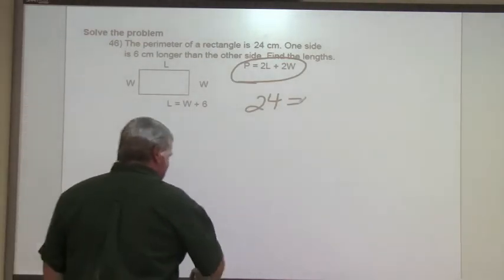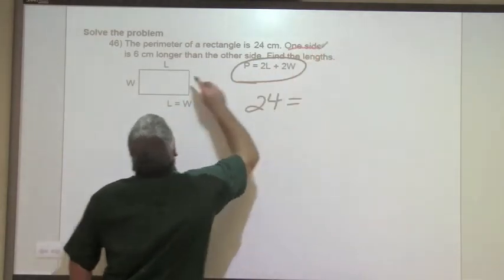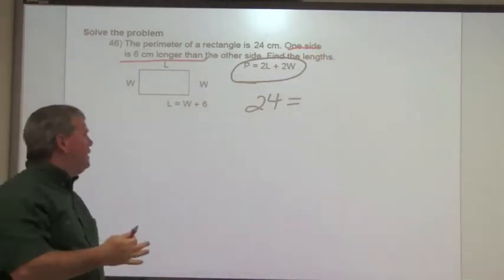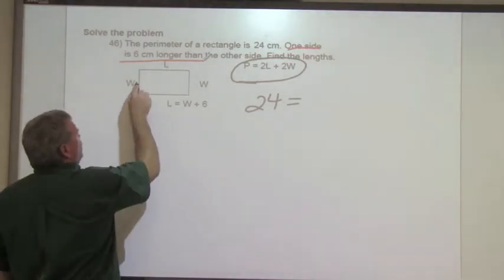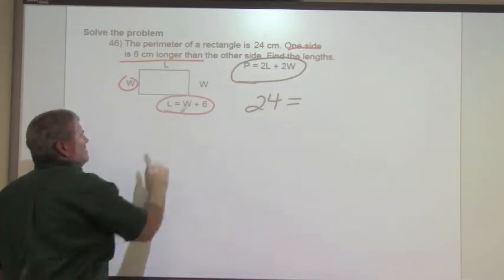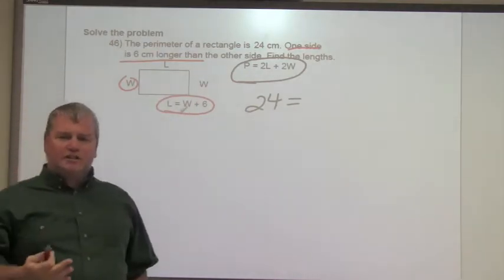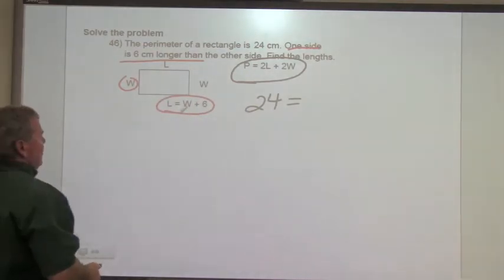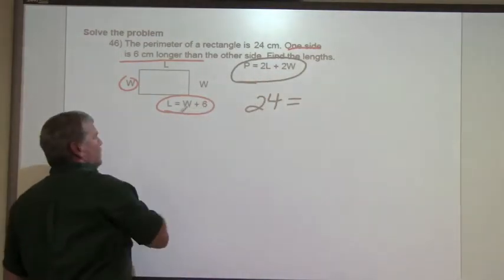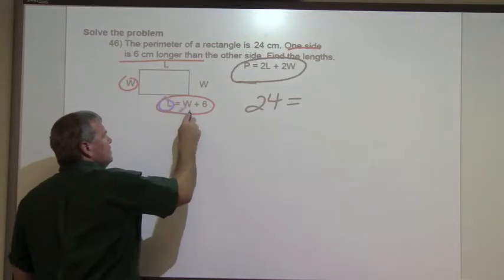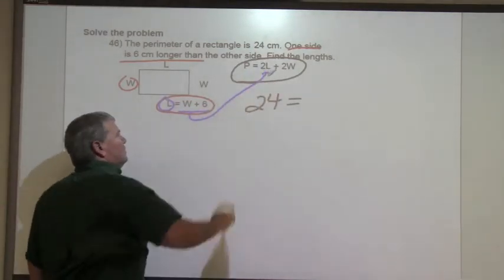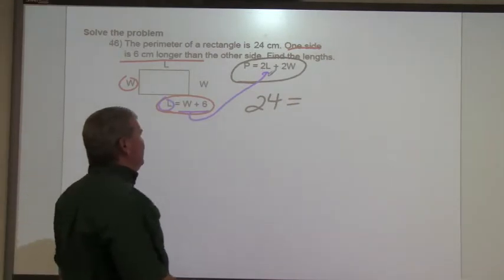Well, it says one side is 6 centimeters longer than the other side. Looking at this picture, it looks like they're going to let the width be the one side and the length be the side that's 6 units bigger, or 6 centimeters bigger. So we've got two equations here. We've got this equation and we've got this one. What does it say L is? W plus 6. So we're going to substitute W plus 6 in for L.